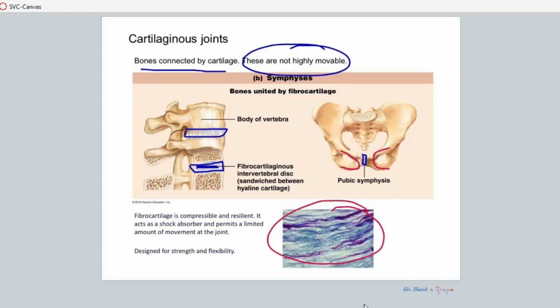So what does this fibrocartilage do? Well, it acts as a shock absorber. Okay, especially for these vertebral discs, this fibrocartilage absorbs some of the shock, some of the weight that's traveling through the vertebral column. It does permit a limited amount of movement here, but pretty much it's designed for strength and flexibility.